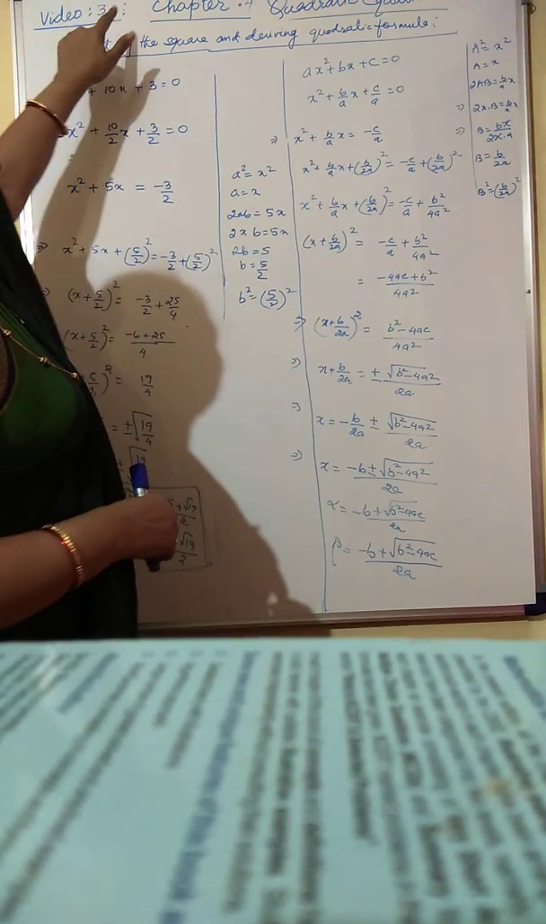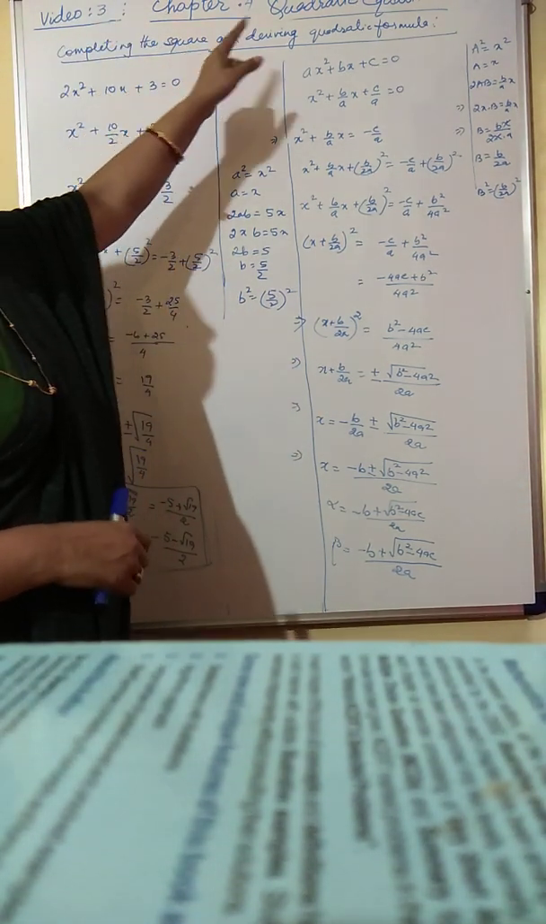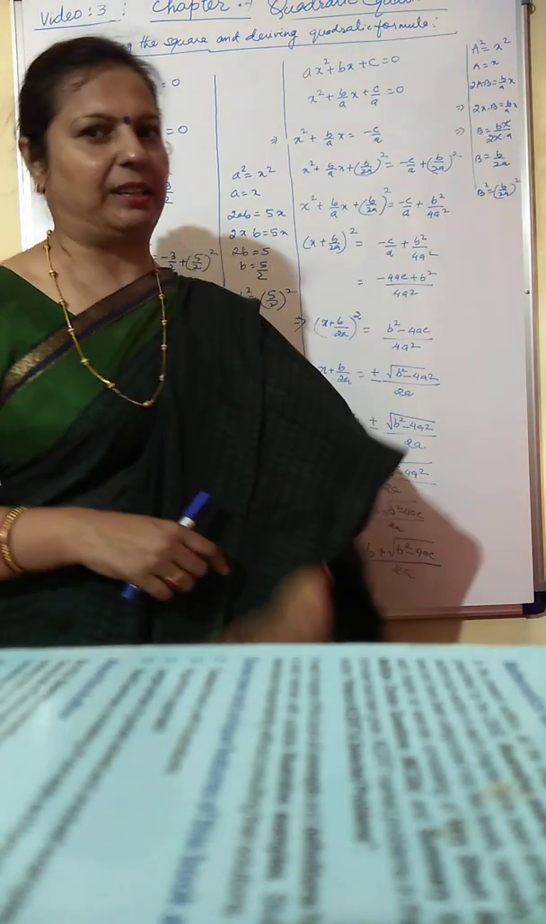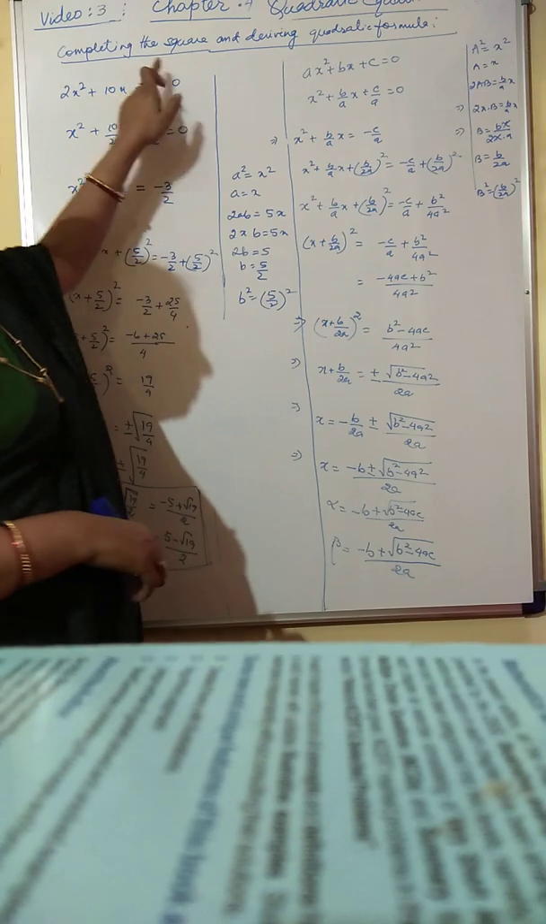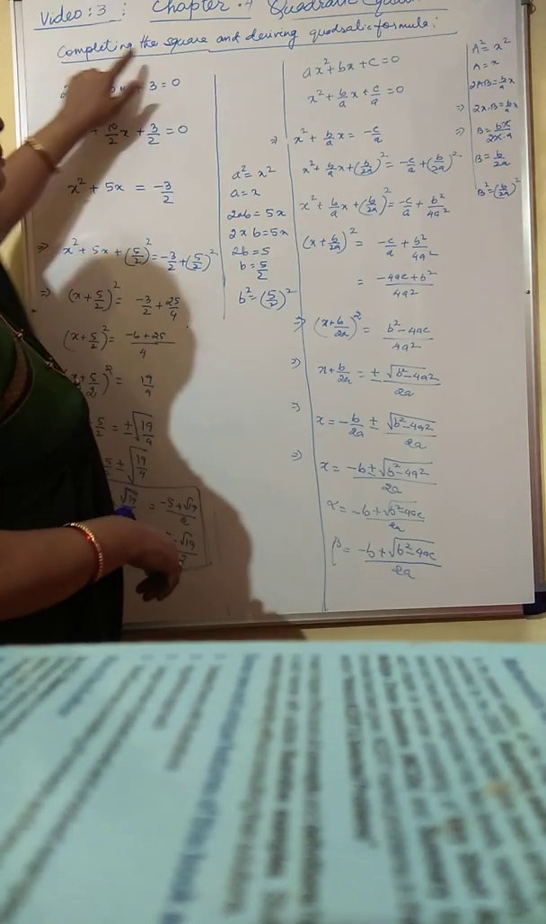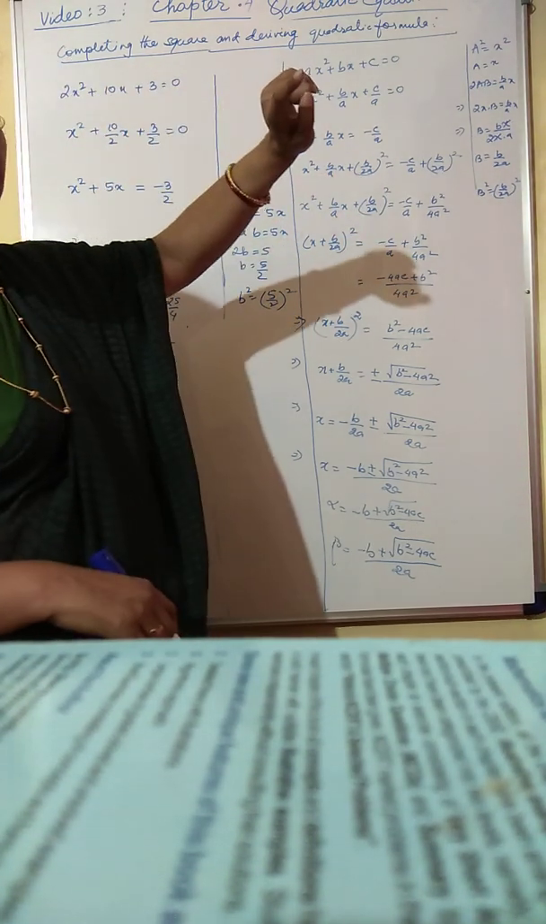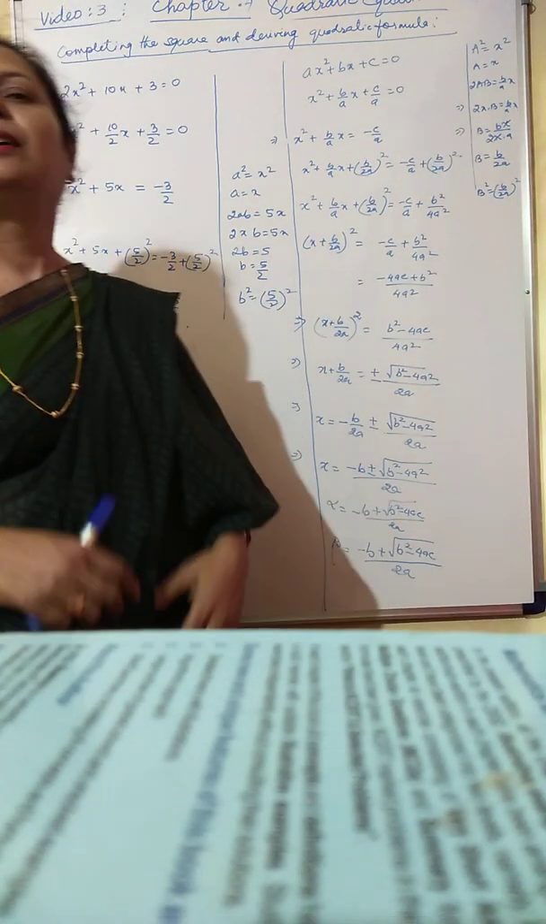So this is video number 3, chapter number 4, and the topic is quadratic equations. Now the topic, if you would see it written on the board, is completing the square and deriving the quadratic formula. Now what does that mean?